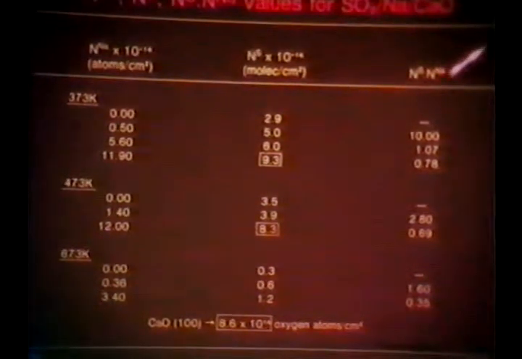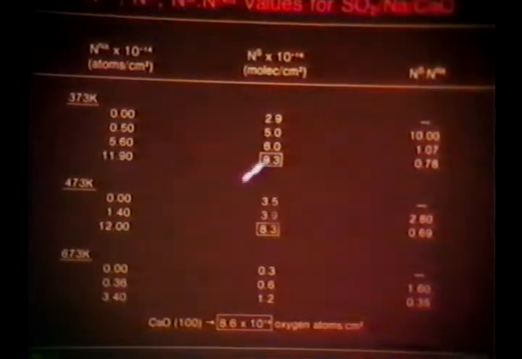The sulfur to sodium ratio decreases with increasing sodium coverage. For example, for low sodium coverages, the number of sulfur dioxide molecules absorbed is greater than the number of sodium atoms present on the surface. But at high sodium coverages, the number of sulfur dioxide molecules absorbed is less than the number of sodium atoms present on the surface. And that's observed at 473 K.